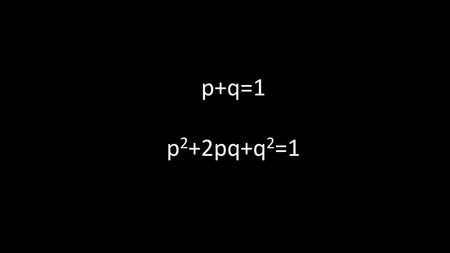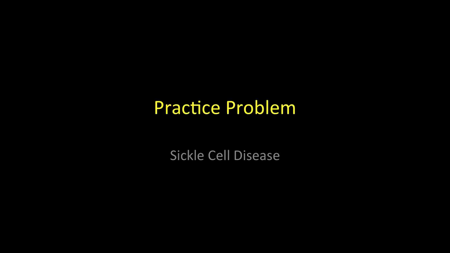Right? So these are the two important equations. P plus Q equals 1. This equation is for answering questions about allele frequencies. And then P squared plus 2pq plus Q squared equals 1 is for answering questions about genotypic and sometimes even phenotypic frequencies. So with that, I'm going to switch over to a different computer program here.